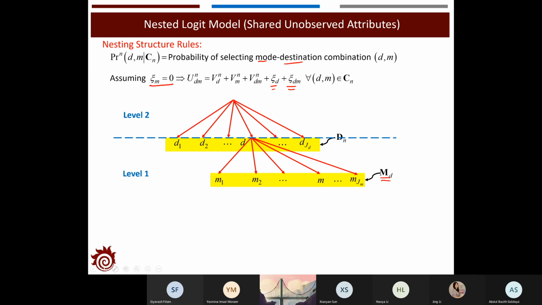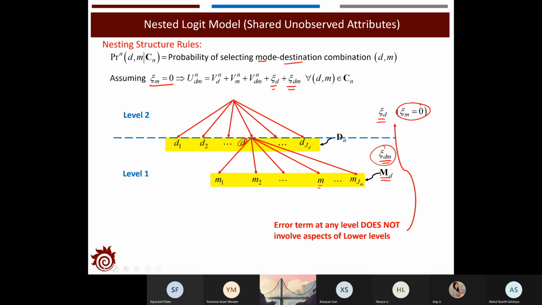In each level, there's one random term. So for the level 2, we only consider the destination. So there's only one random term, epsilon d, and the random term for the mode is set at 0. And for level 1, we have another random term, epsilon dm, because for each destination d, there are multiple modes, and for each destination and mode combination, there's one random term, that is the epsilon dm.